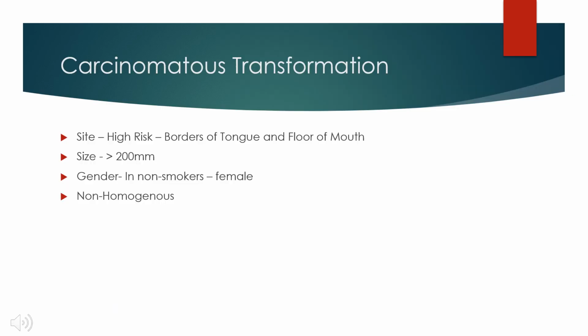Some of the leukoplakia can transform into malignant lesion. The lesion which is mostly seen in the borders of the tongue or the floor of the mouth is prone to transforming into malignant lesion. A lesion whose size is more than 2 centimeter, or a lesion seen in a non-smoker female, is more likely to develop malignant lesion, as is a mixed lesion or non-homogeneous red and white lesion. So these are the lesions that can transform into a malignant lesion.